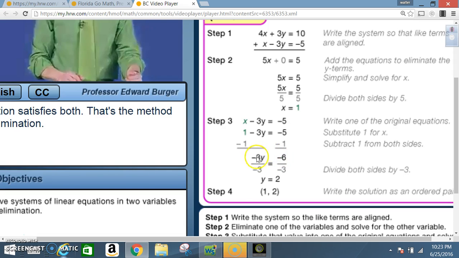It says multiplication, so we must divide. So a negative 3 times y. We divide by a negative 3 on this side, negative 3 on that side. A negative 3 divided by a negative 3 is a positive 1. So that's really 1y right there. And then a negative 6 divided by a negative 3 is a positive 2. So y is 2 and x is 1. Don't forget, when you write your ordered pair, x is first, y is second. X is 1 and y is 2.